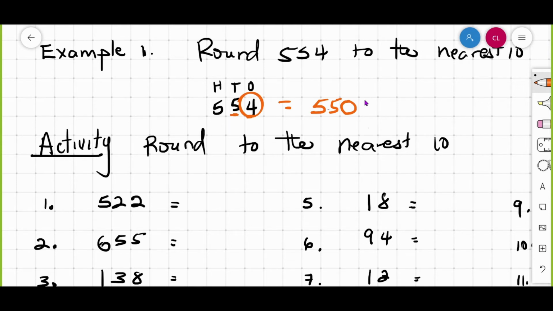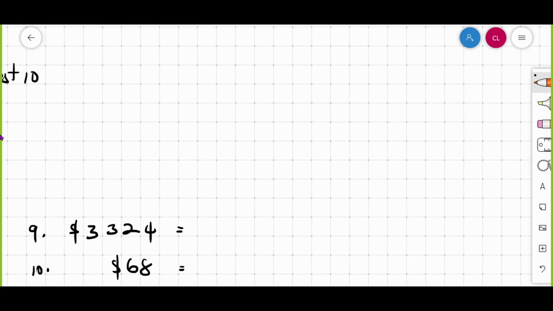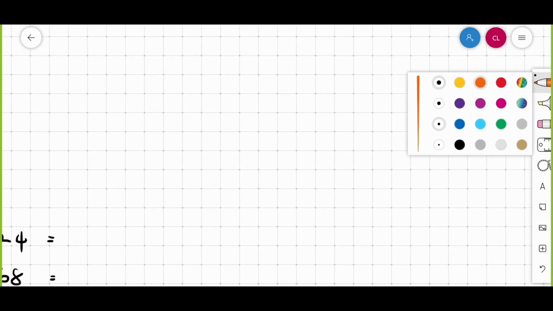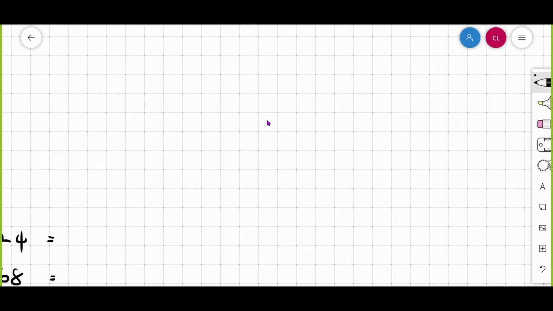So it means that 554 is closer to 550 than it would be to 560. Understood? Yes, sir. Let me make a little space over here and see how that would look. All right, let's go. So we had 554. Below that, we would have 553, 52, 51, 50. So this is 550 down here.